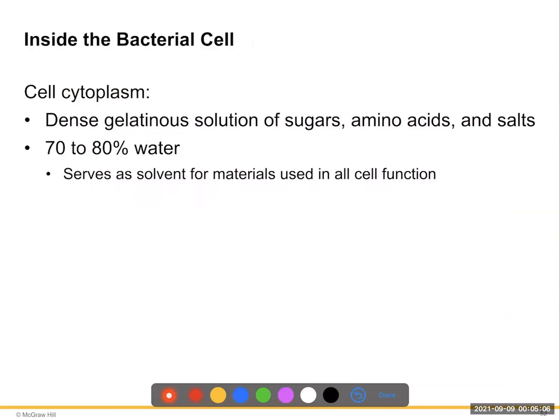All right, the cytoplasm. Cytoplasm is what everything is suspended in inside the cell. It's a gelatinous solution of sugars, amino acids, and salts. 70 to 80% of it is water, but it's a little bit thicker than water. It serves as a solvent for materials used in all cell functions. It's where all the reactions occur inside the cell.